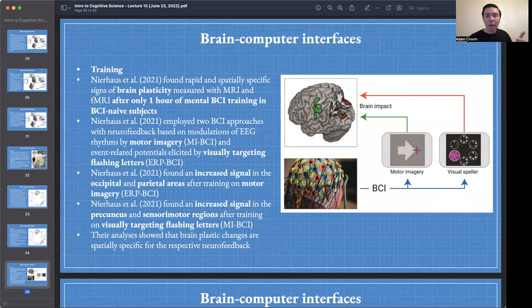So one important finding is the quickness of the training. Another has to do with the discrimination in the training, in that the motor imagery training and the training on visually targeting flashing letters recruit different areas of the brain. So different types of cognitive tasks rely on different brain areas.